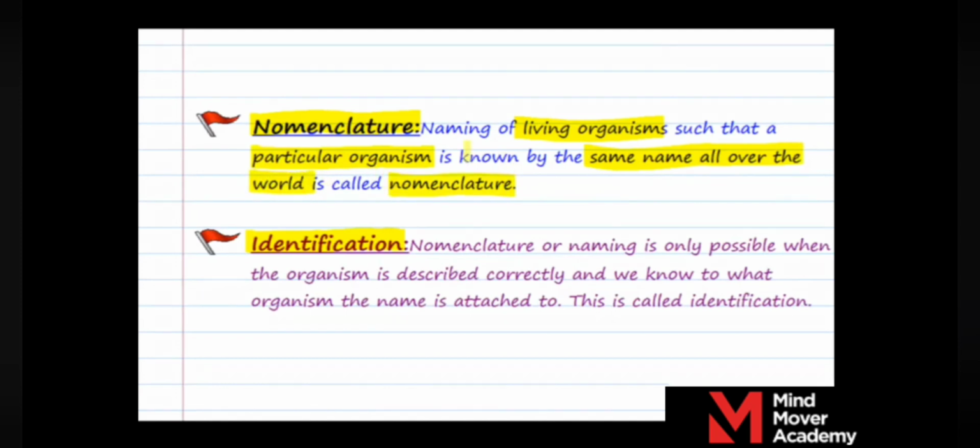It is the naming of the living organisms so that the same name is there for the organism all over the world. And what is identification? Nomenclature or naming is only possible when the organism is described correctly and we know to what organism the name is attached. So this is called identification. As the name suggests, it is basically identifying the organism before naming it or giving it a nomenclature. So the correct description of the organism and knowing what name is attached to which organism is known as identification.